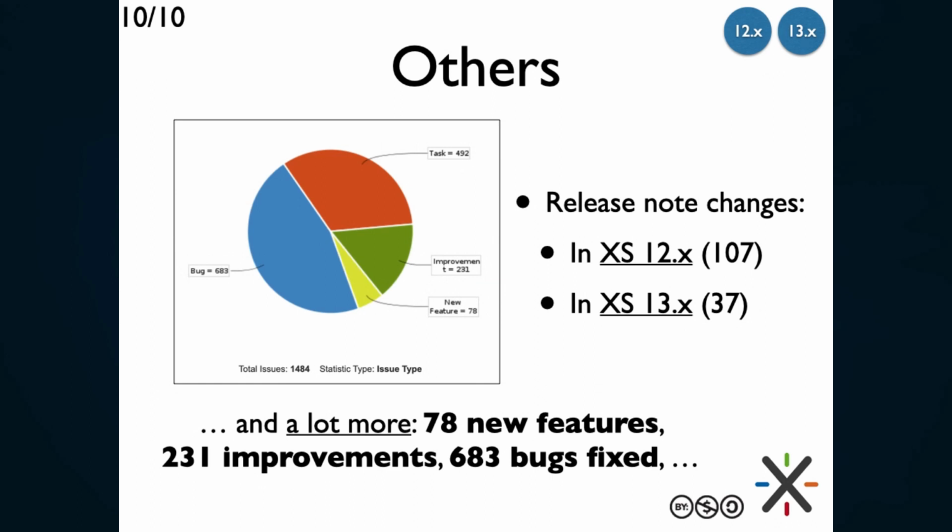I've just presented a few. I've done a query on our issue tracker, and actually we've implemented 78 new features, 231 improvements, and 683 bugs fixed since 12.0, so from 12.0 to 13.4. So that's a lot, and I cannot discuss all of those, but I've tried to pick some that were more high level and easy to understand.